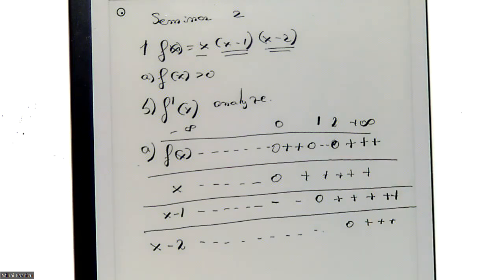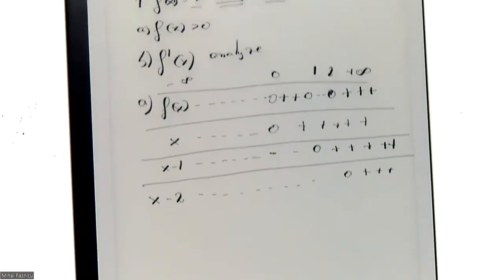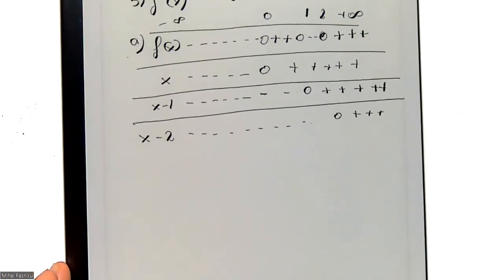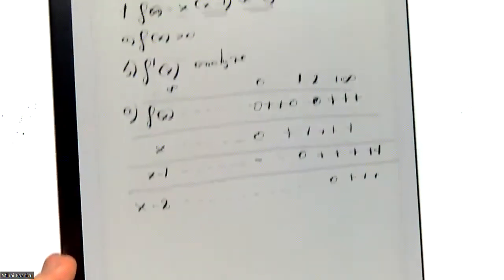Everything make sense? Everyone follow me on that? It's just this graph, this table, whatever you want to call it. It's just me basically taking values of x and seeing where these change sign.